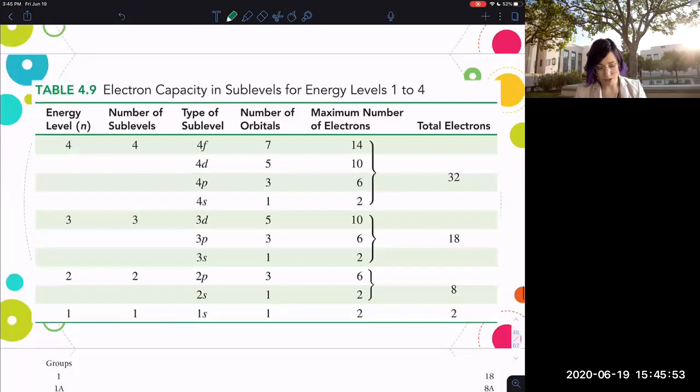Here's kind of what you need to know. Energy level 1 holds 2 electrons, because it has 1 s. Energy level 2 holds 8. Energy level 3 holds 18. Energy level 4 holds 32. That's really what I need you to know. You don't need to get too much more detailed into splitting it apart into s, p, d, but that's essentially where we need to go with it.